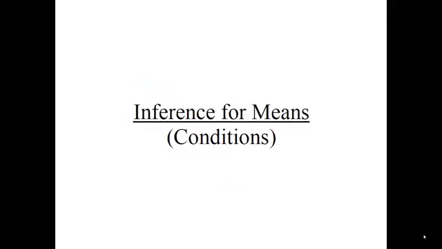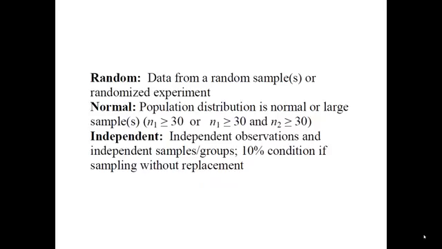Inference for means. Conditions. Random: data from a random sample or randomized experiment. Normal: population distribution is normal or large samples, n sub 1 is greater than or equal to 30, or n sub 1 is greater than or equal to 30 and n sub 2 is greater than or equal to 30. Independent: independent observations and independent samples or groups. 10% condition if sampling without replacement.